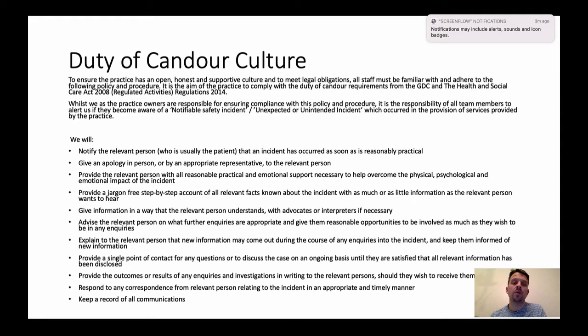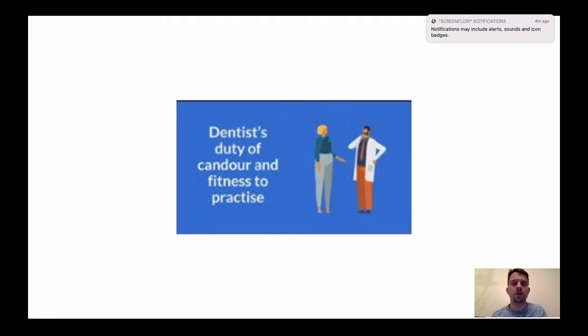Provide a single point of contact for the patient and keep the case discussion going on an ongoing basis until they're satisfied that all the relevant information has been disclosed to them. We need to provide them with the outcomes and results of inquiries and investigations in writing, should they wish to receive them. We need to make sure that correspondence to the relevant person is done in an appropriate and timely manner, and keep a record of all these communications.